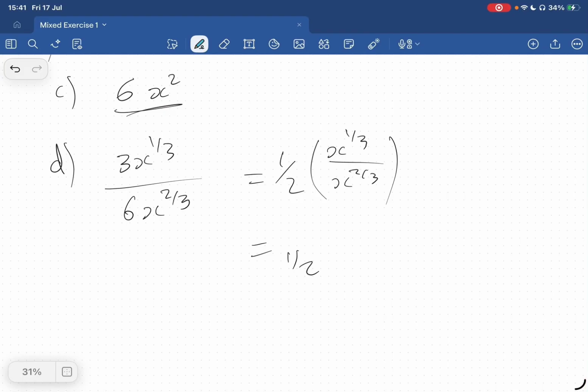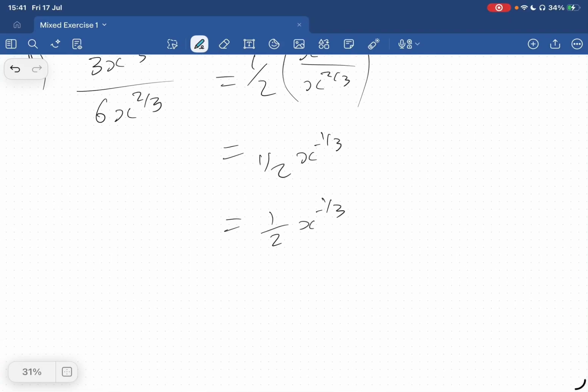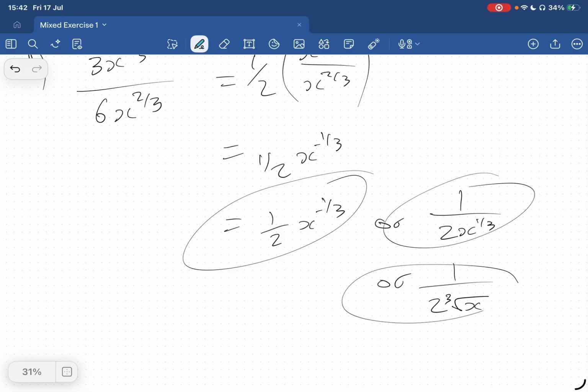Okay, so we get a half of x to the 3rd. So a 3rd take away 2/3, which is x to the negative 3rd. Okay, and this is in the simplest form, half x to the negative 3rd. Okay, this also looks like, if curious, 1 over 2 x to the 3rd. You can write that as 1 over 2 cube root of x. Okay, but any one of these three is fine for simplest form.